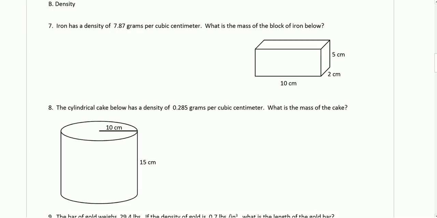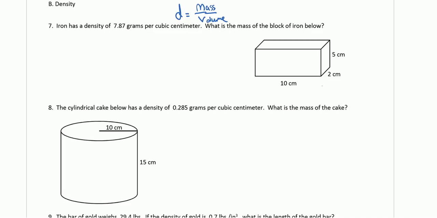Part B here is on density. This is taken from worksheet 2 of Unit 9 in Math 3. And we're going to use the density formula, which is density equals mass over volume. So iron has a density of 7.87 grams per cubic centimeter. We want to find the mass, and we're given some values to help us find the volume.